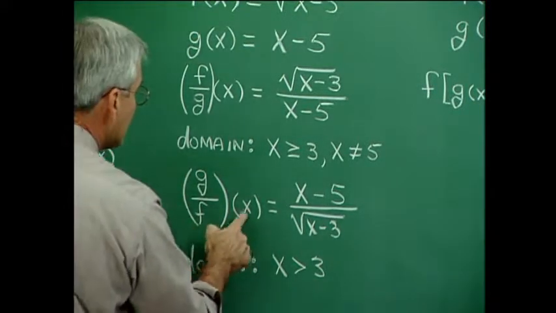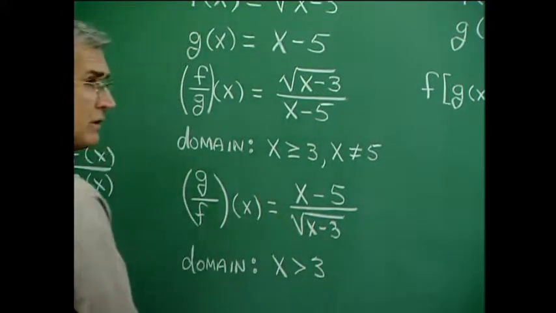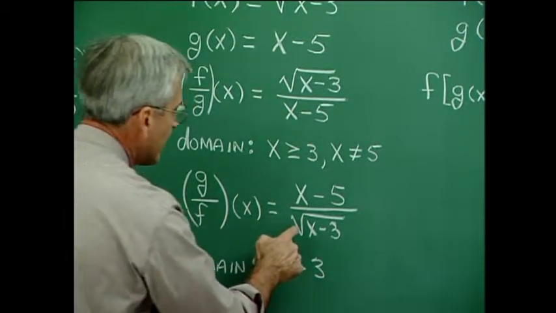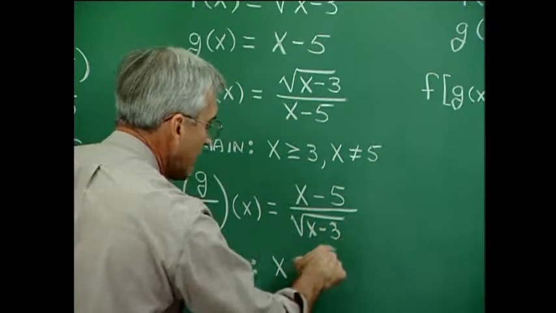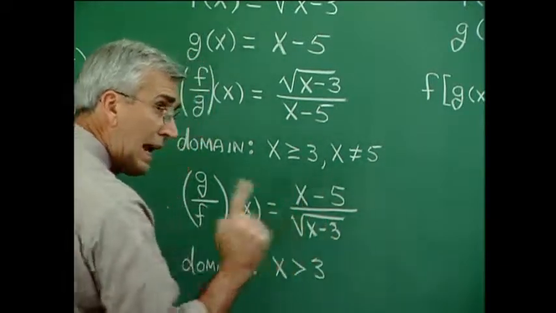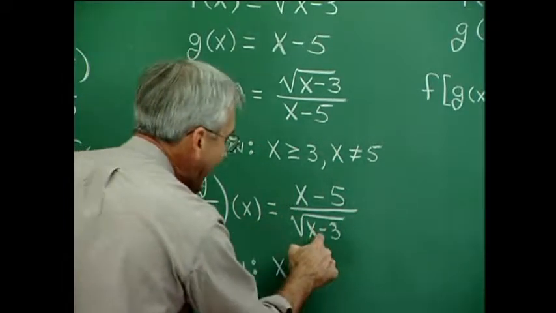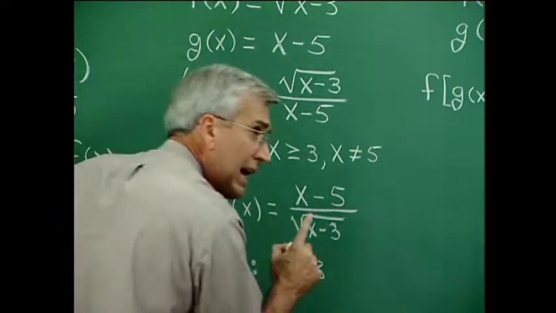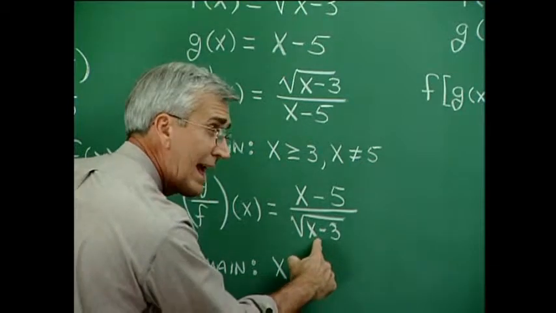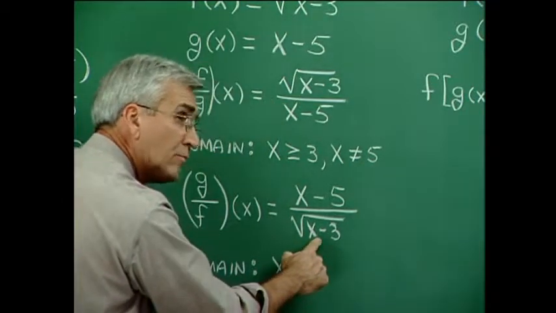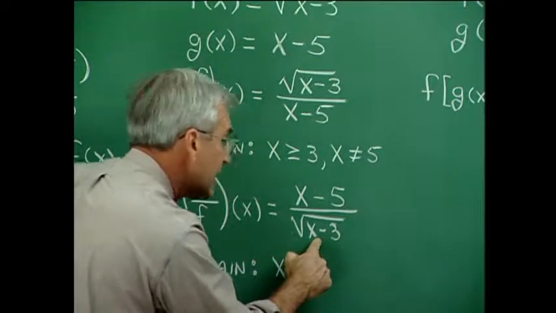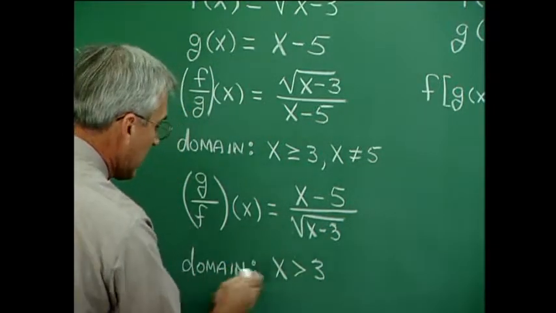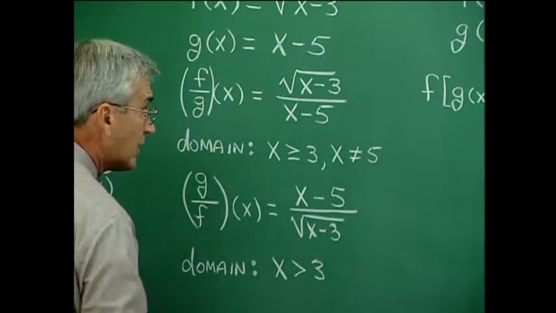g over f of x, the g function over the f function. You see, and now think about the limitations. Well, we can't have the value of the denominator becoming 0, and we can't have the radicand becoming negative. So let's see. For the radicand not to be negative, x would have to be greater than or equal to 3. But x can't be equal to 3 because it would cause the denominator to be 0. So we have a strict inequality then for the domain: x is greater than 3.